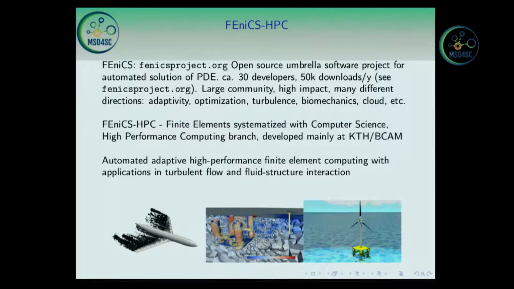And Fenics stands for finite elements systematized with computer science. So traditionally, a lot of finite element software was written maybe by a mathematical community, but here we try to use computer science to make everything automatic and so on. And our branch then is the high performance computing branch. And we developed this mainly at KTH in Sweden and Bilbao in the Basque country.